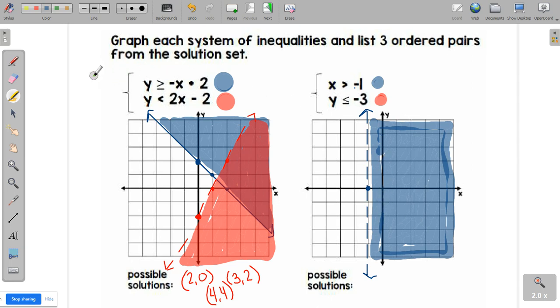Our next equation here is y is less than or equal to -3. So this is going to be a horizontal line at -3. And it's a solid line because it's equal to. And it's less than or equal to, so we're going to shade below the line.